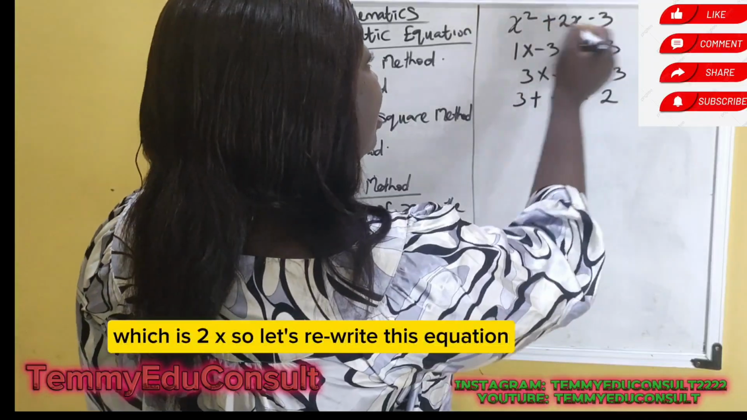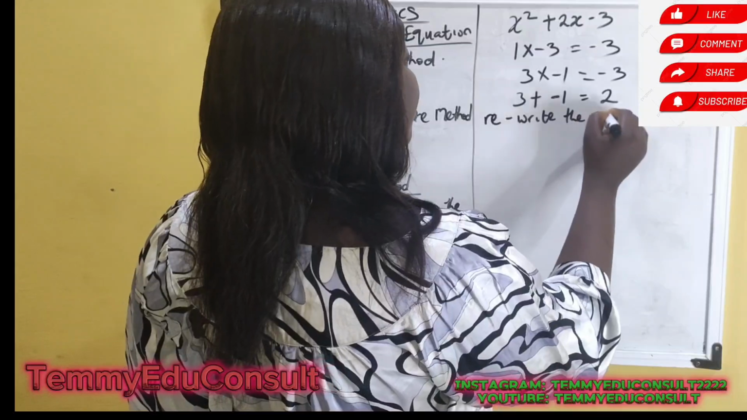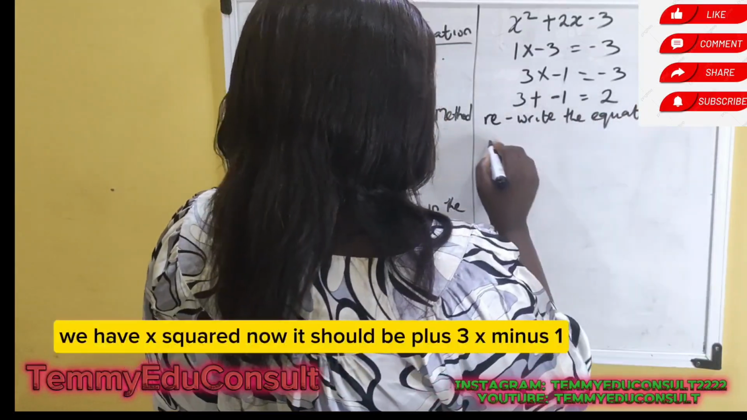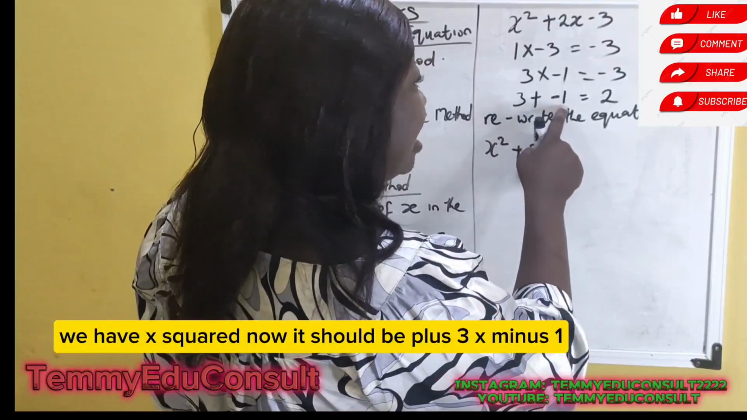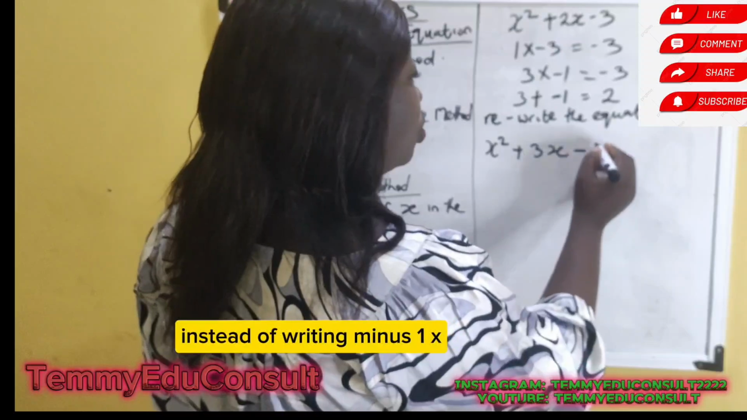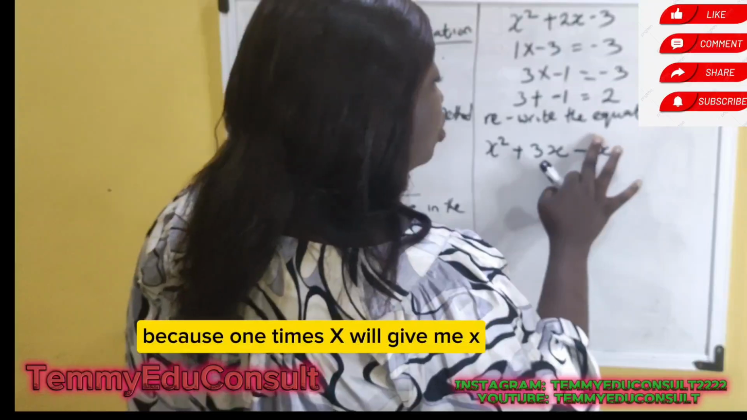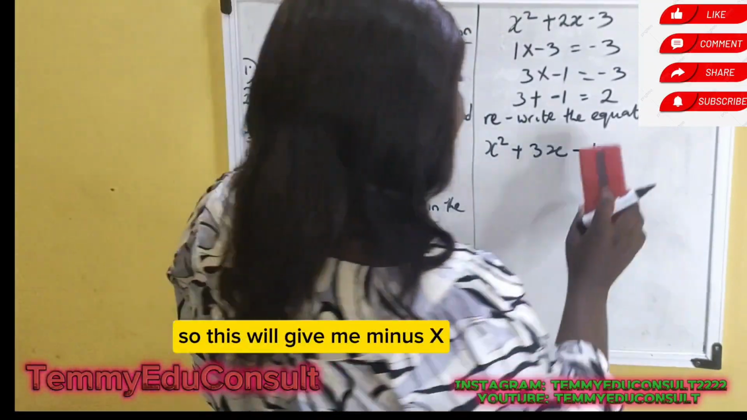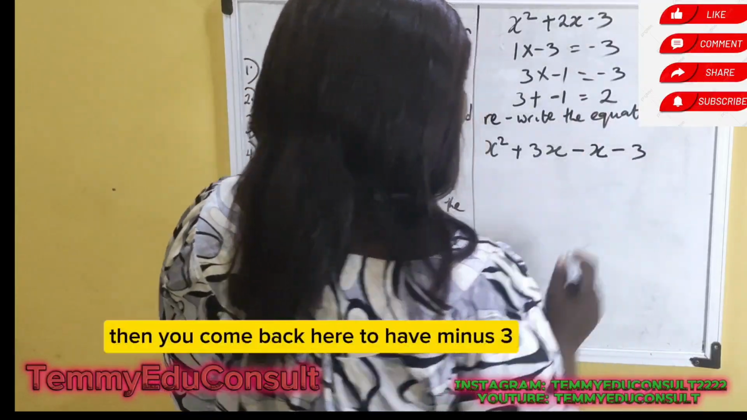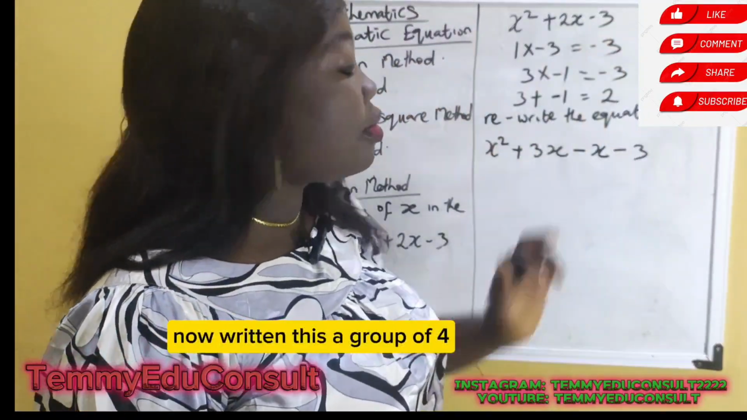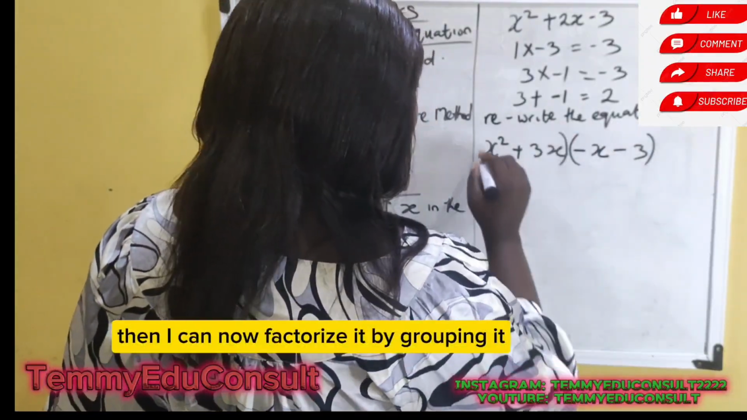So let's rewrite this equation. Rewriting that equation, we have x squared. Now it will be plus 3x minus 1. Instead of writing minus 1x, I don't have to show it because 1 times x will give me x. So this will give me minus x. Then you come back here to have minus 3. Now written this in group of 4, I can now factorize it by grouping it.